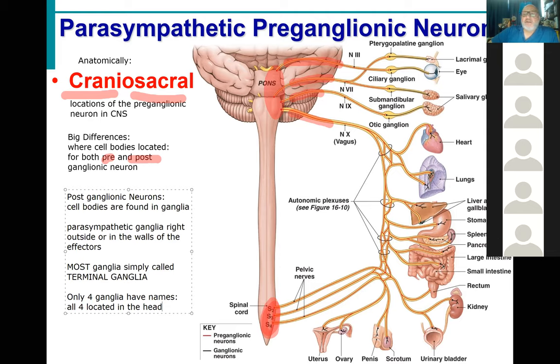And those four ganglia, as you can see here, are the pterygopalatine, ciliary, submandibular, and otic. All right. Questions on this? All right. This gives us some good starting information, but I still think that this image can be a little intimidating. So what I find works best for really understanding this is to tease these pathways out. So let's do that.